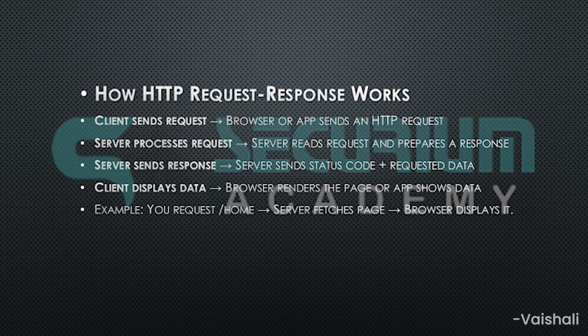How HTTP request response works. Firstly, the client sends the request. Then the server processes the request. The server sends the response, like status code plus requested data. Then the client displays the data, like the page or the app showing the data. For example, you request a page, then the server fetches the page and then the browser displays it.